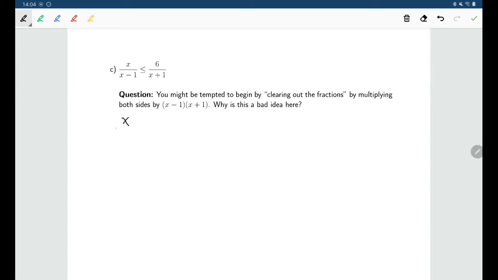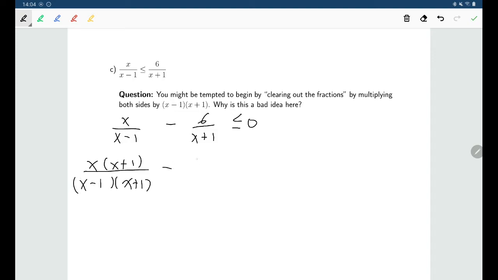Instead, what I'll do is I'll bring that 6 over x plus 1 to the other side, so that I have everybody on one side now less than or equal to 0. And I'll make a common denominator, multiplying that first fraction top and bottom by x plus 1 rather. And for the second one, multiplying it top and bottom by x minus 1.